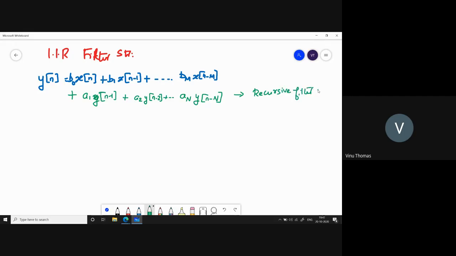Now we'll take the Z transform throughout, and then we'll try to represent this as the transfer function, which we had discussed in the previous class itself. So this is a revision, and it will help in today's session. So you can take the Z transform throughout and write Y of z.